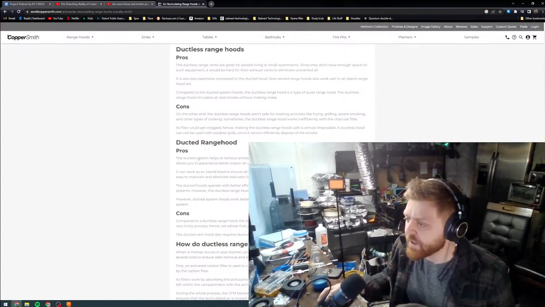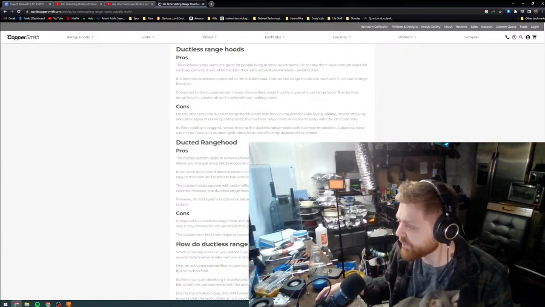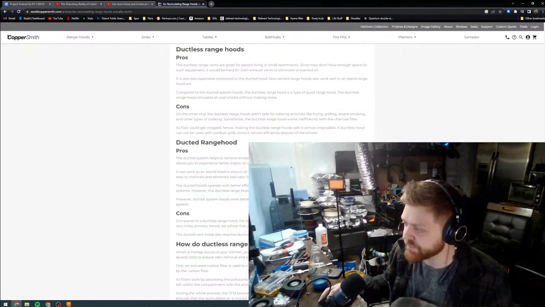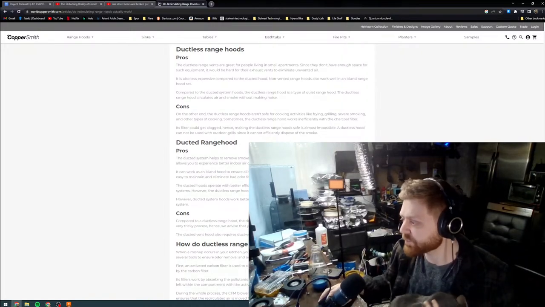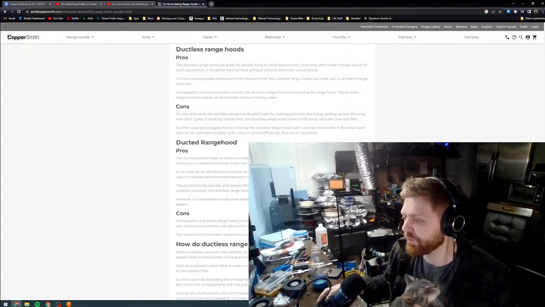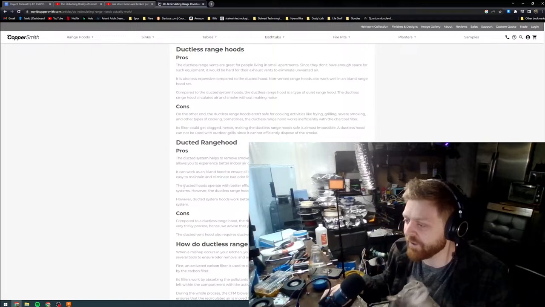Ducted range hood. Pros. The ducted system helps to remove smoke and dusty air from any part of your home and kitchen. This feature allows you to experience better indoor air quality and dust-free home. It can work as an island hood to ensure all smoke and bad air is sucked away. The ducted exhaust systems are easy to maintain and eliminate bad odor faster than ductless range hoods. This is not written very well.